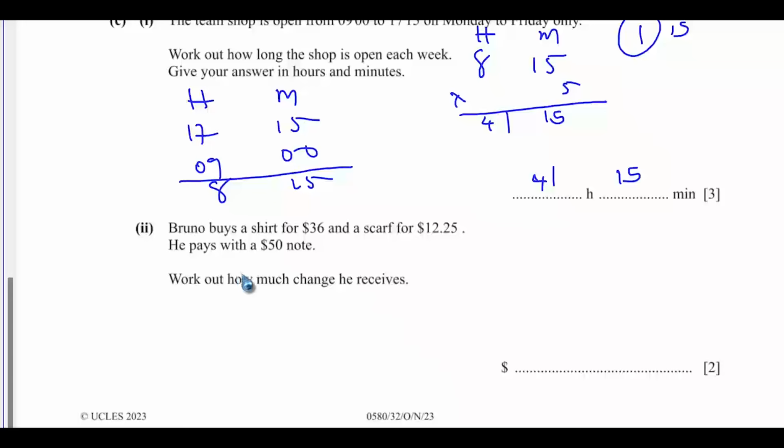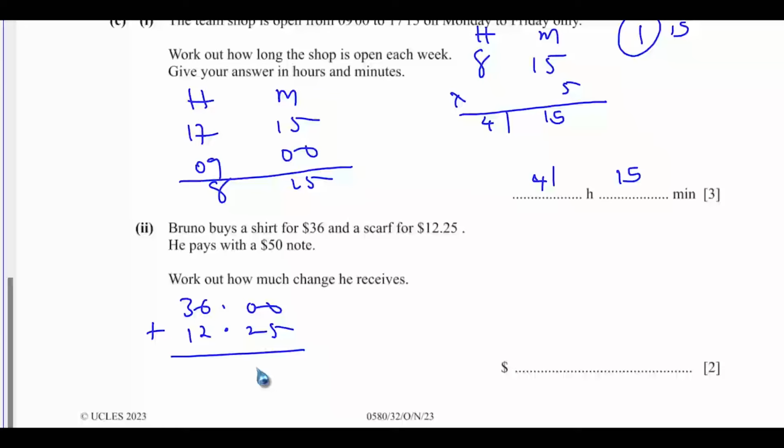Okay. So let's calculate the total money spent. That will be 36.00, then add 12.25. Okay, so you have 25 here. This will give you 8 and this will give you 4. So that means the total money spent is $48.25. Then we subtract it from $50. So you can have 50.00, then subtract 48.25. Okay, so you can easily do this.